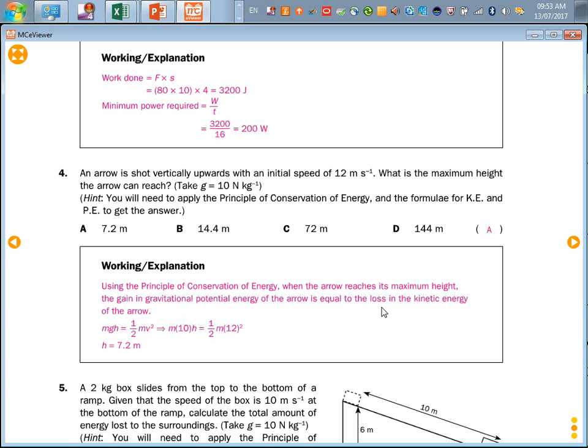So regardless of what you throw upwards, assuming there is no air resistance, the weight doesn't matter. The mass doesn't matter. It is going to reach the same height if you provide the same initial speed.